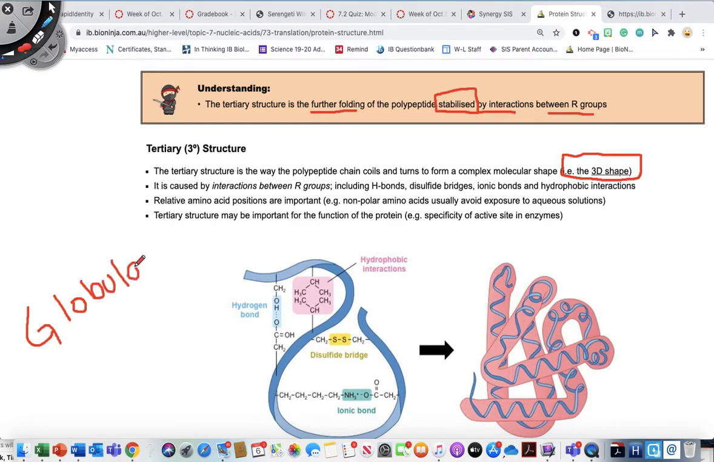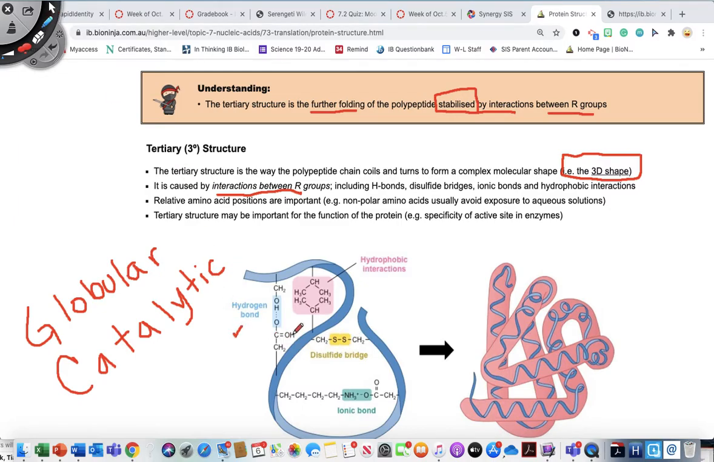And since they're globular proteins, they're catalytic, so they have a catalytic function. So, for example, all enzymes are tertiary structures like this. Okay, they're globular and they're tertiary. So let's look at some of the interactions between the R groups. So here we see a hydrogen bond. Here we see a hydrogen bond interaction.